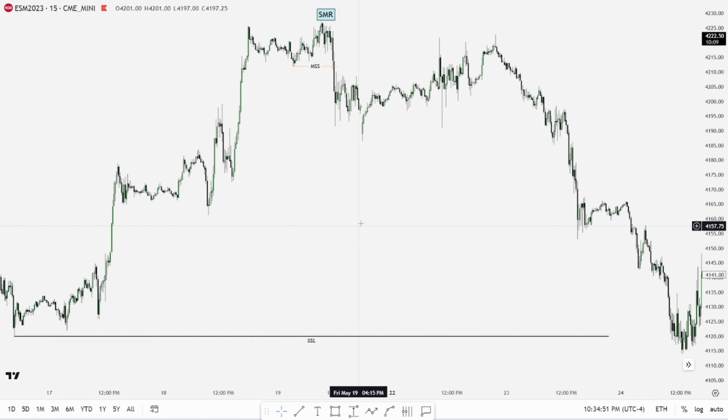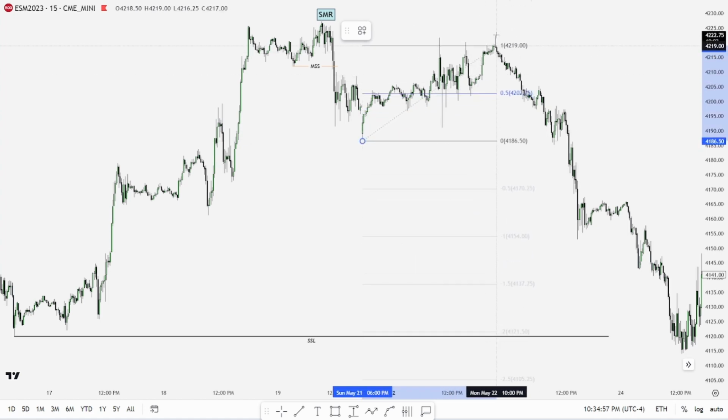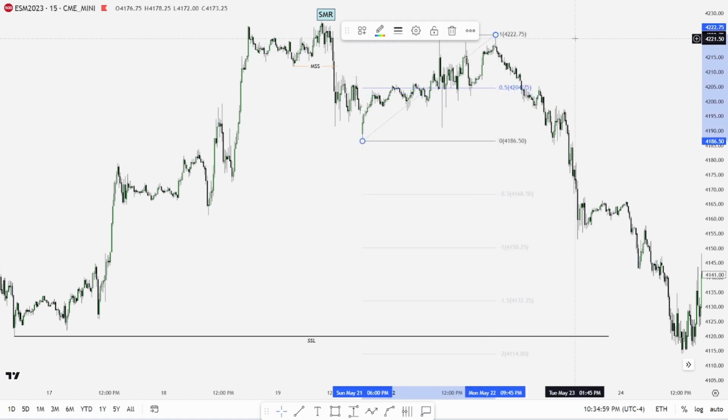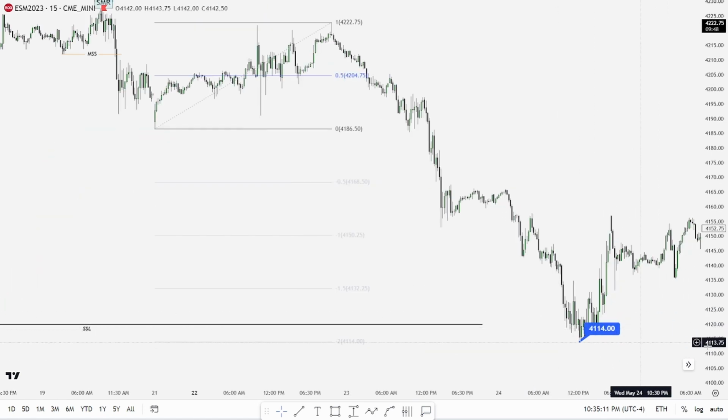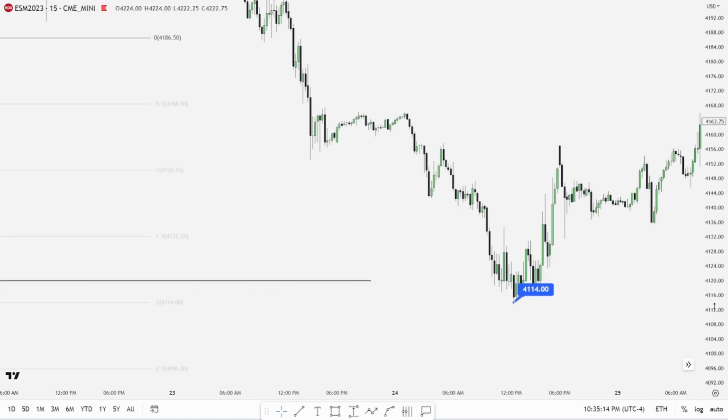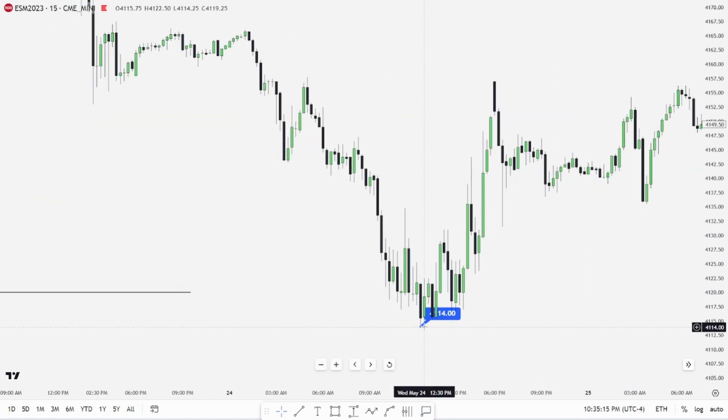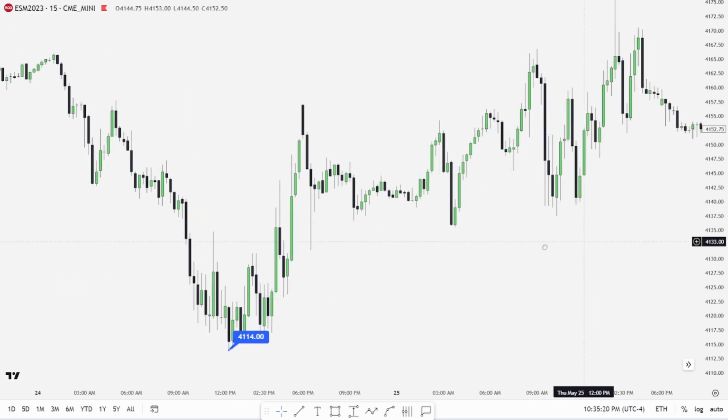So if you take your Fibonacci and you measure from the retracement swing low up to the swing high here, you look for the first standard deviation below it, which happens to be -2 at 4114 even. If you use the call out tool, we'll measure this low down here, and it happens to be 4114 even exactly. That's the swing low of the day at 12 p.m., and you can see that we start to rally after that.